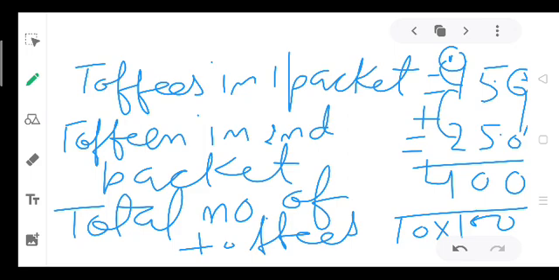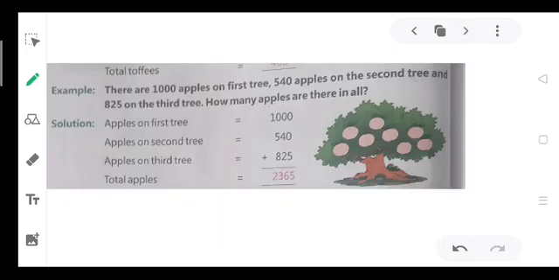So what is the answer here? Total number of toffees are 400. Then you will write the answer also. Total number of toffees are 400.